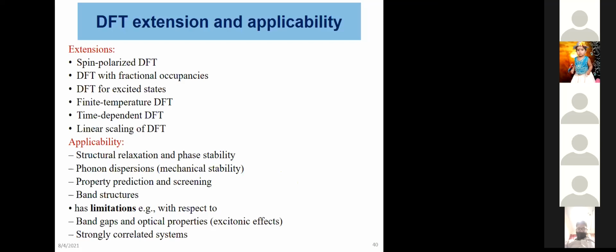But if you talk about structural relaxation, phase stability, phonon, property prediction, and band structure, you will get fairly good results with DFT using the GGA approximation. There are a few things which we can add to GGA and we get a correct band gap also. Like the example of silicon: GGA gives 0.7 electron volt of band gap and the experimental band gap is 1.1. But with GGA plus some extra terms, we can get a band gap of around 1 also.